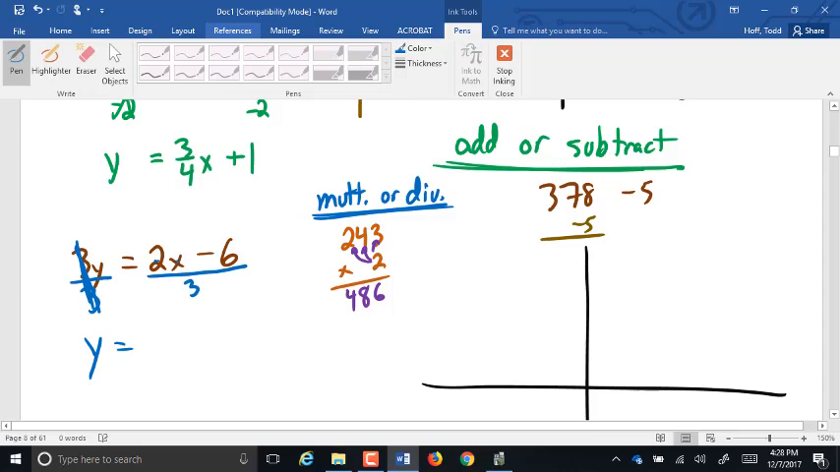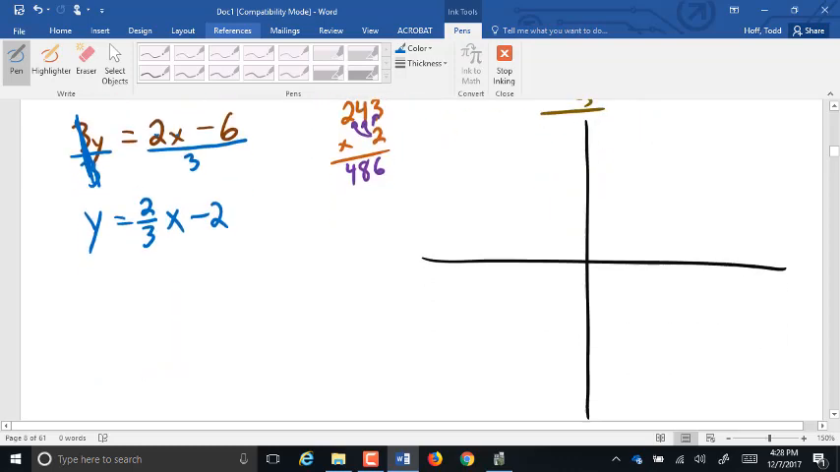2x divided by 3 is not as difficult as it looks. I just do 2 over 3x. Negative 6 divided by 3 would make negative 2. So to graph this, we start at negative 2 and go 2 up, 3 over. There's our line through those points.